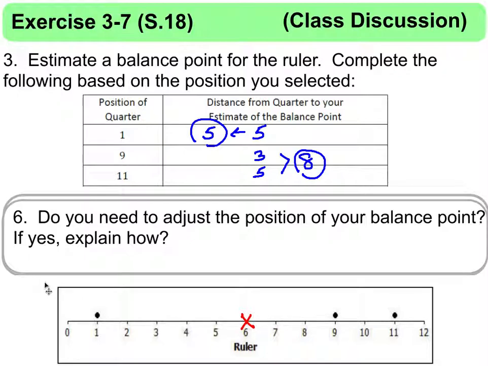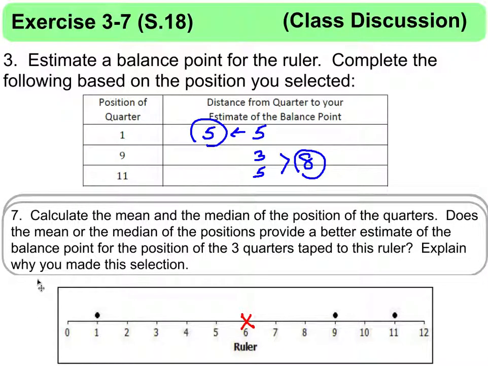In exercise 6, do you need to adjust the position of your balance point? If I'm using 6 as my balance point, I've got a distance of 5 on the left and a distance of 8 on the right as my sum, then I would probably assume, yes, I would need to move my balance point a little bit more to the right to help even these numbers out. We want these numbers ultimately to be the same.